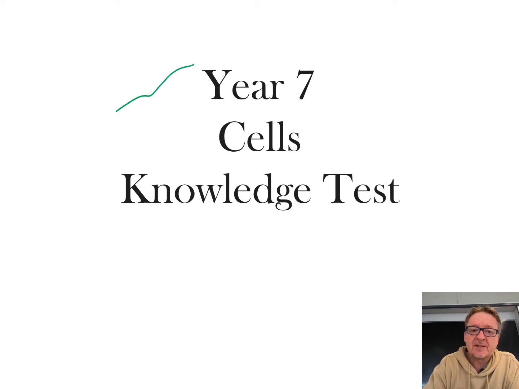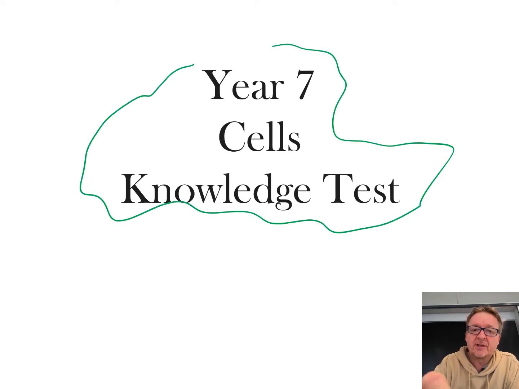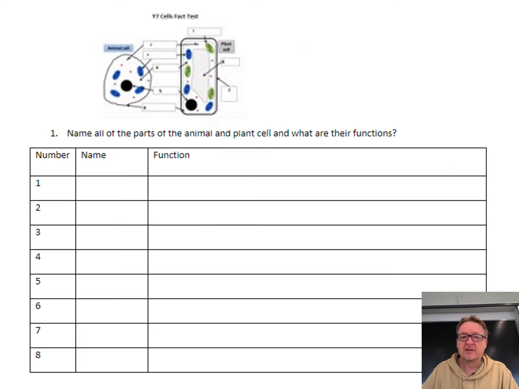Okay, so this is the Year 7 Cells Knowledge Test. What you do now is you watch this video, fill in the test paper that you've been given by your teacher, and then at the end of it, you've got to learn it, and then you've got to retest yourself. So it's all the facts and all the information that you need to know to pass the test.